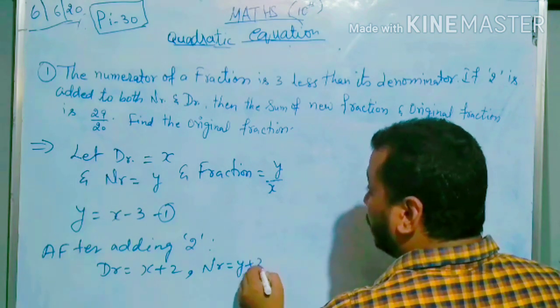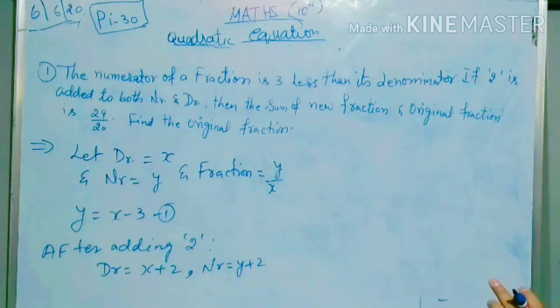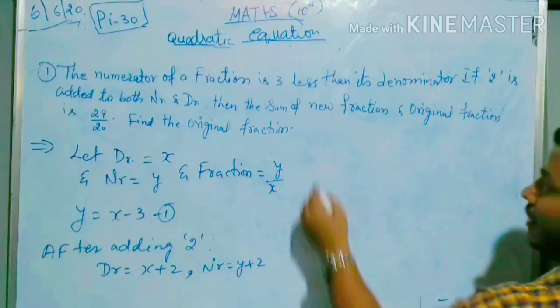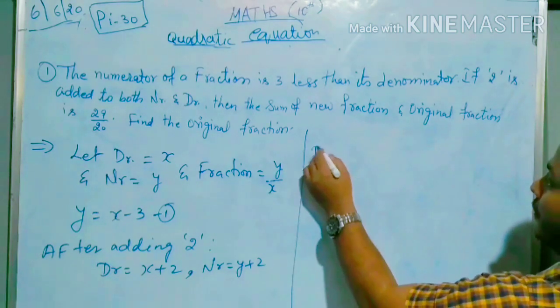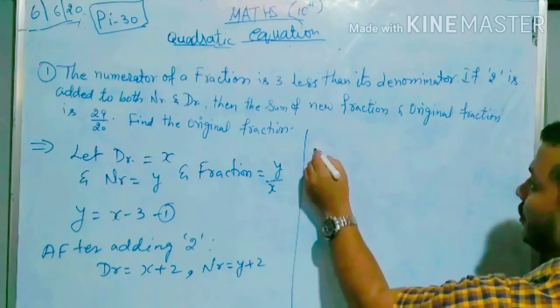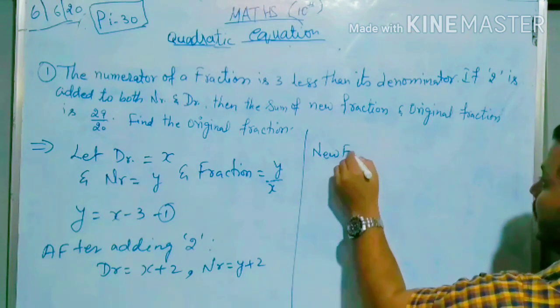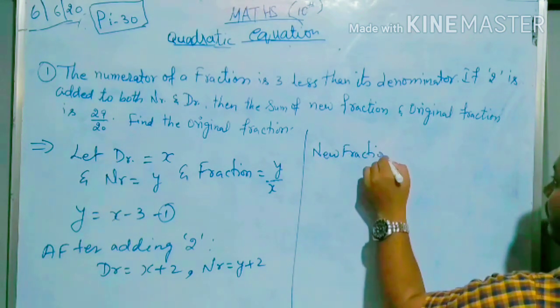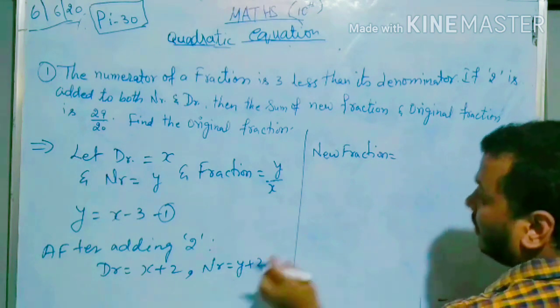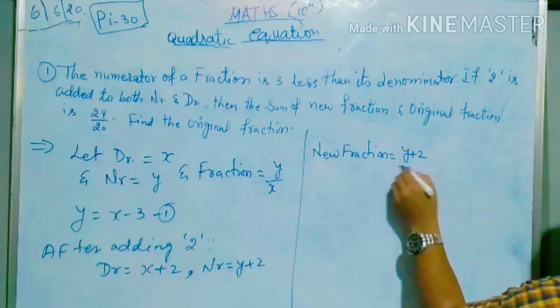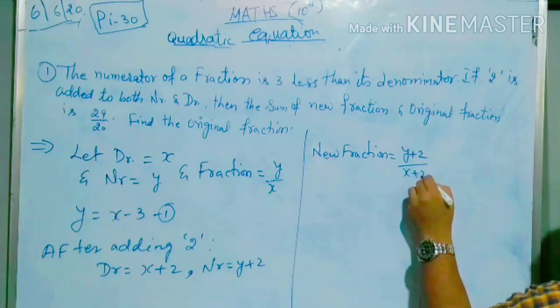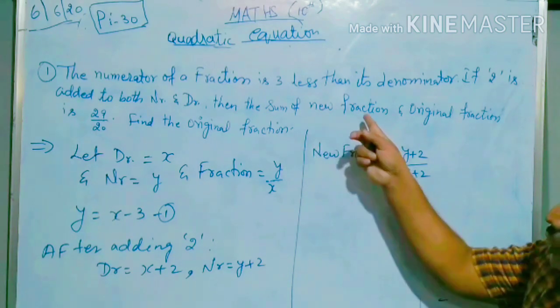y plus 2. They said to add 2 to numerator and denominator, then the sum of the new fraction number. So now you can find it from there, the new fraction number. I'll just write the new fraction number. New fraction is equal to, what will become? Y plus 2 divided by x plus 2. Now they say the sum of the new fraction.